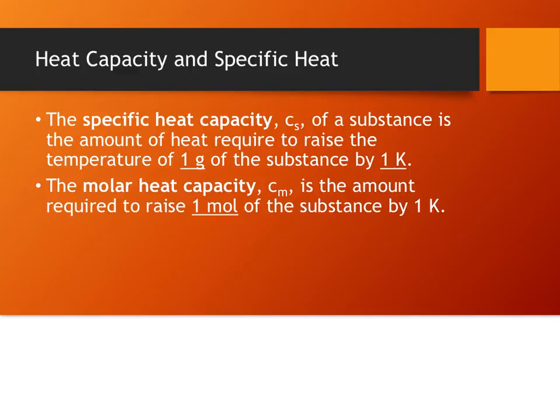So, while that's all great, it's really kind of hard to compare everything by this mass, so we define what's called the specific heat capacity. Now, this is the amount of heat required to raise the temperature of 1 gram of a substance by 1 Kelvin. So, if we took a gram of something and we figured out how much heat we need to raise it by 1 Kelvin, which hopefully remember is also the same as 1 Celsius, that is its specific heat capacity.